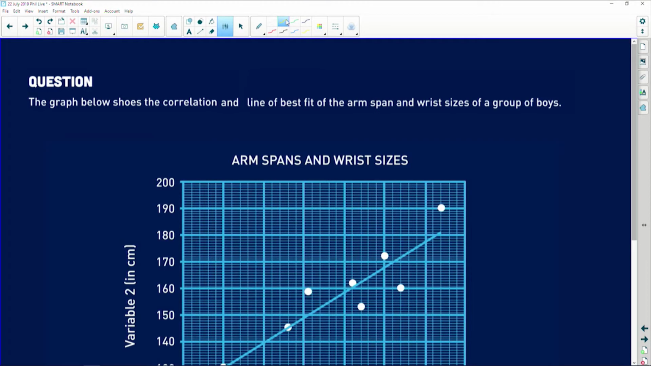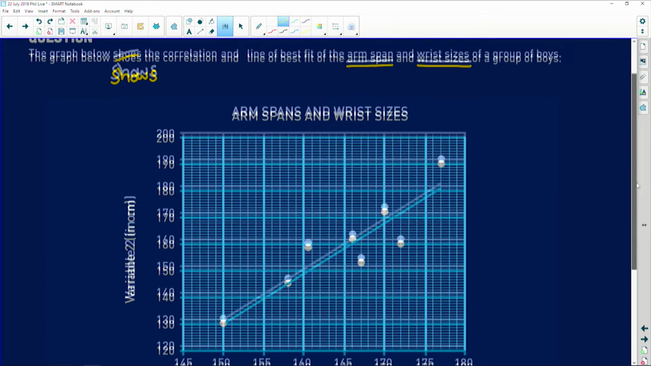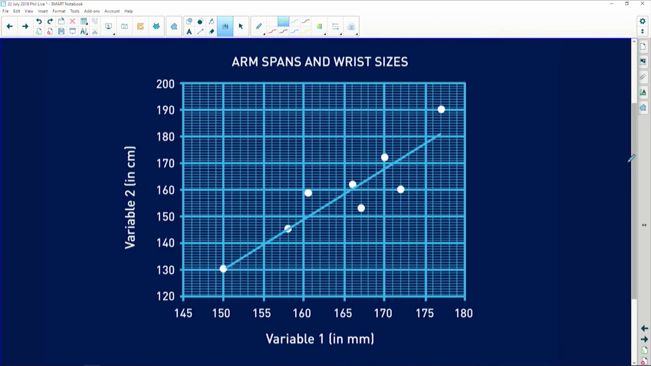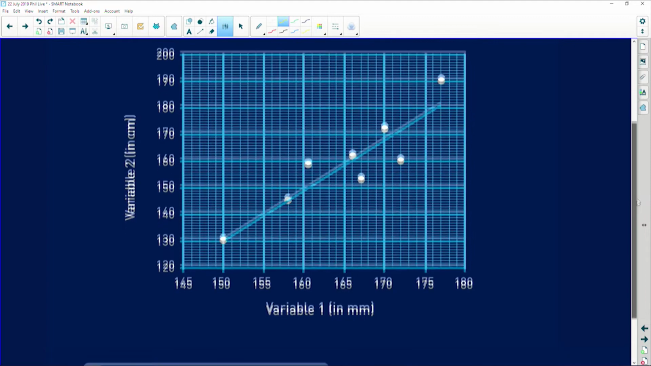It says, the graph below shows the correlation and line of best fit of the arm span and wrist sizes of a group of boys. Okay, so these are the variables. Now, if you look at our graph, we've been given variable 2 and variable 1. We haven't actually been told which is the x value and which is the y value. So let's take a look at the questions.